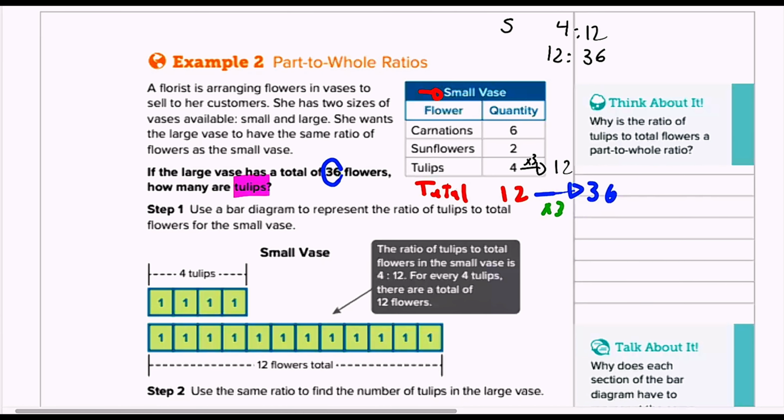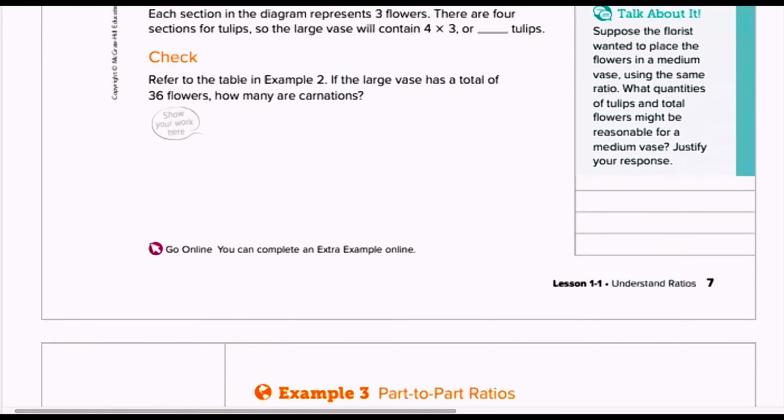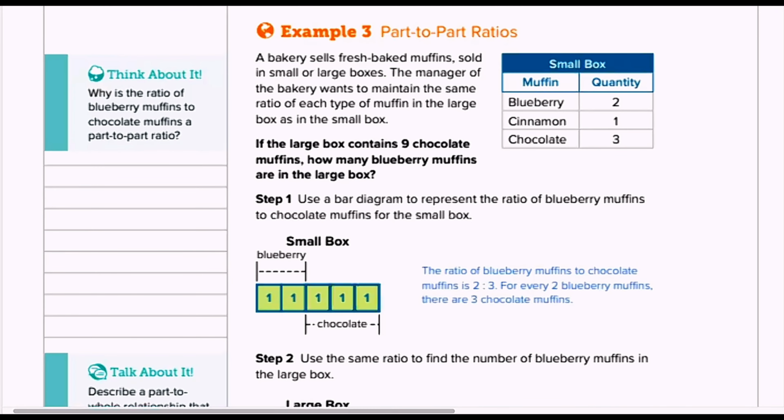Then we have studied the first type of ratios, which is part to whole. The second type of ratios is part to part ratio. In the part to part ratio, we will compare the quantities given in the table here. I don't need to go to the total number of quantities we have in that column. Why? Because I will compare one of them to the other.